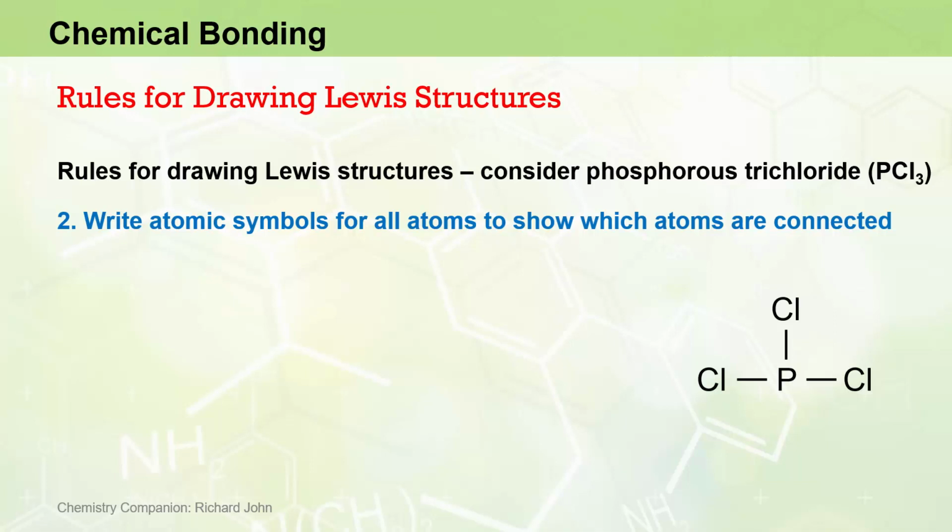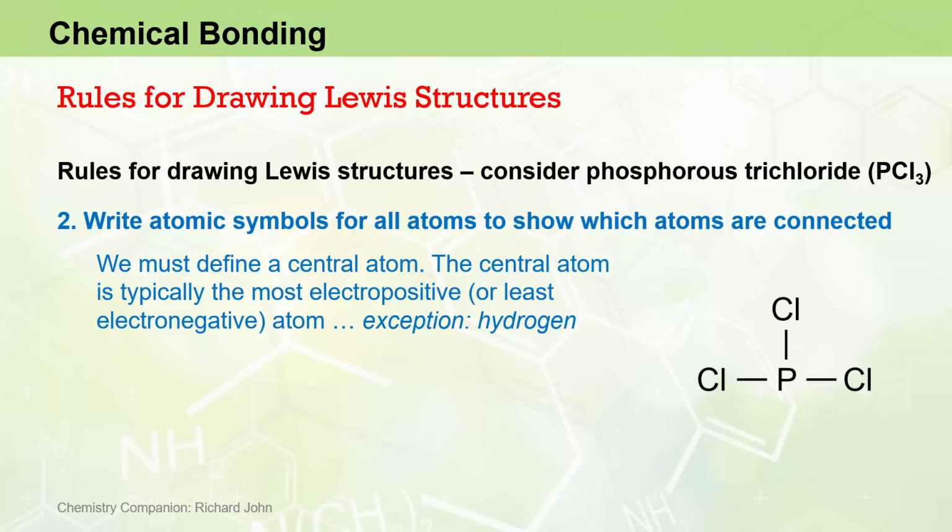To do this, we must define a central atom. The central atom is typically the most electropositive atom, or the least electronegative atom. All other atoms will be peripheral atoms. The main exception to this is the hydrogen atom, which being a period 1 element, can only accommodate 2 electrons in its valence shell and can therefore never be a central atom. Hydrogen will always be a peripheral atom and always only be involved in a single bond.